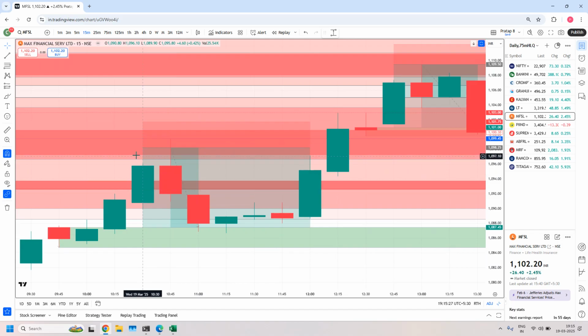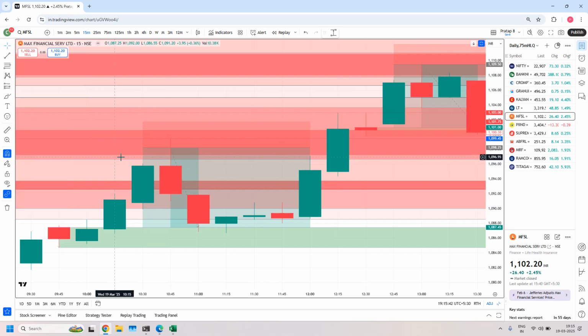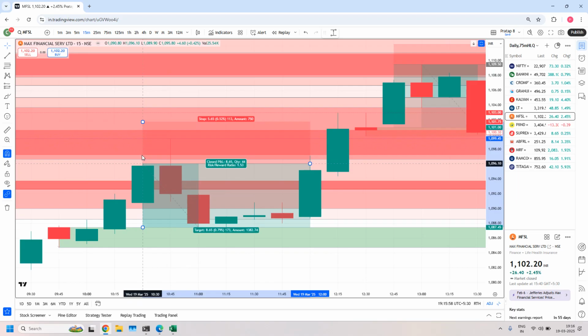What is that fine tuning? Instead of making your entry here, go a little inside until you get 1:3 RR. For that we have to use the TradingView tool. Which tool? This long position and short position tools. Because this is a short trade, we are using the short position tool. How to use these tools? Already you learned these tools in our course. I don't remember the lesson name, but in one of the lessons you learned this. See, actually you have to plan your trade like this.